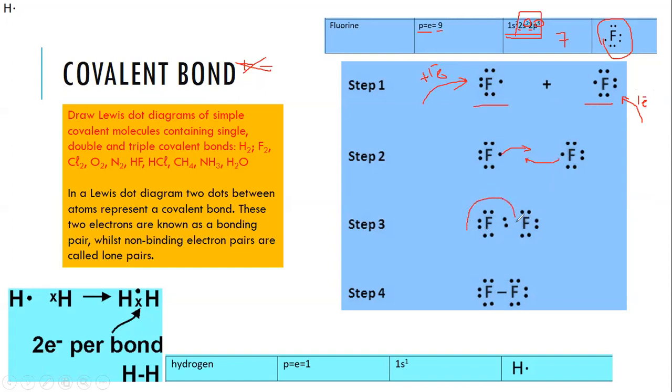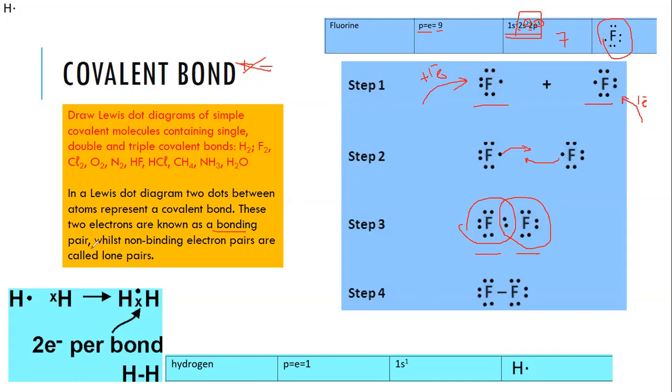So these 2 electrons in the middle belong to the one on the left-hand side: 2, 4, 6, 8. So it has a noble gas structure, so it's stable now. At the same time, the ones in the middle belong to the one on the right-hand side: 2, 4, 6, 8. So it is stable now. And that is what we call a covalent bond.